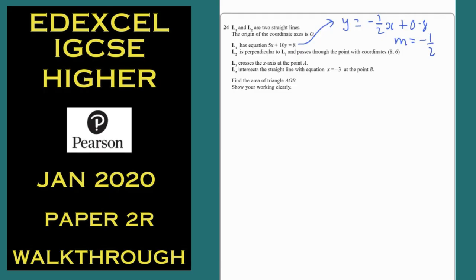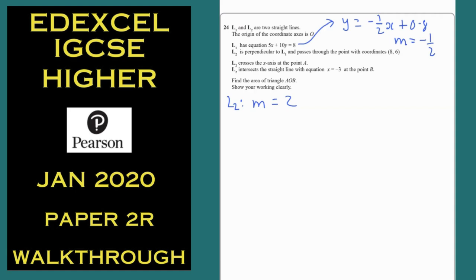In other words, for L1, the gradient is negative a half. It says L2 is perpendicular. Stop. L2 means the gradient, and it depends on how your teachers phrased it, they multiply together to give -1. You do negative reciprocal, or I always just stick with the simple stuff: change the sign, flip it. So the gradient of L2 is 2.